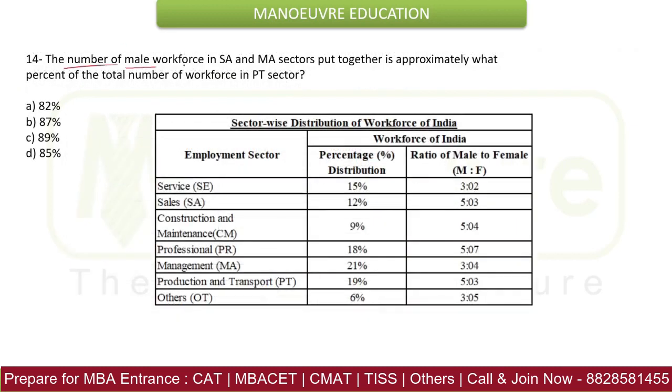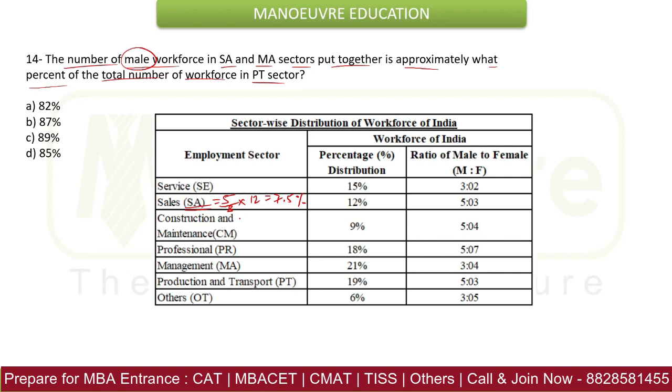The number of male workforce in SA and MA sectors put together is approximately what percent of the total number of workforce in PT sector? Now SA sector, this is sales sector, so you have to find male workforce. So in SA sector, male workforce is 5 by 8 into 12, that will be 7.5%. Yes, correct, 7.5% it will be.